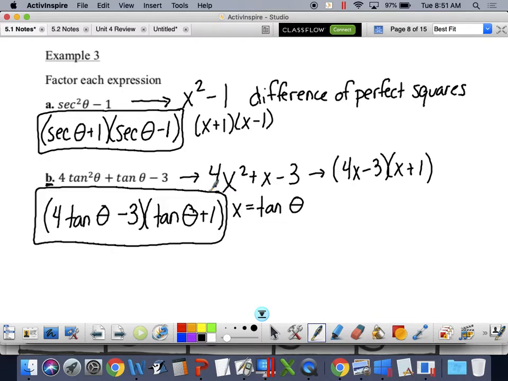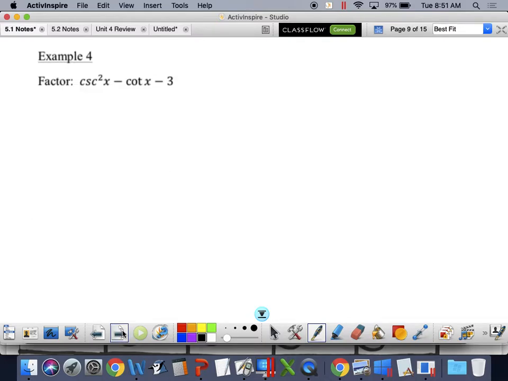All right, moving on to example 4. We're going to factor again. Okay, so I want to be able to factor this particular function. The problem that I see is I have both cosecant and cotangent. I can't factor if I have two different variables, right? In this case, maybe cosecant x is our x, cotangent x is our y. I'm not going to be able to factor this without putting them all in the same trig function.